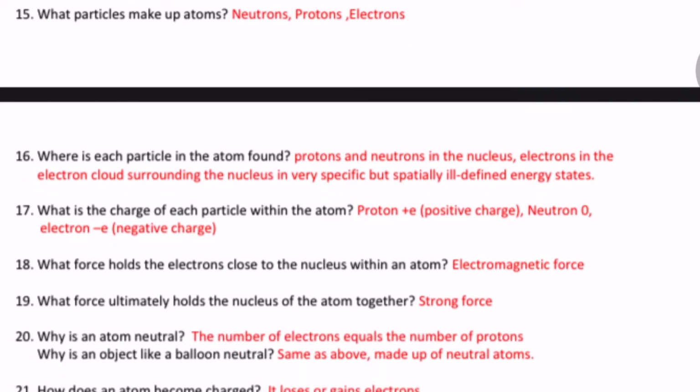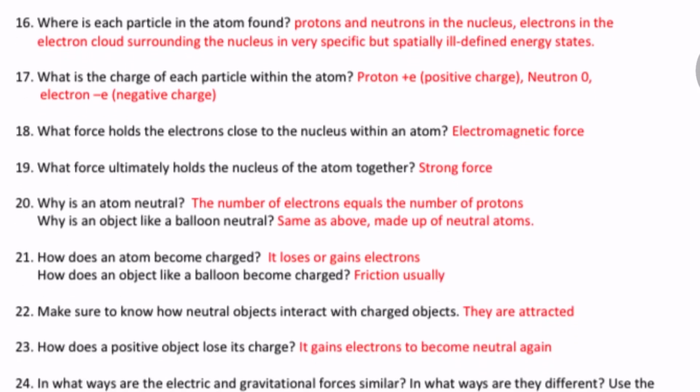What particles make up atoms? Neutrons, protons, electrons. Remember, your protons and the neutrons are going to be locked up in the nucleus. I really hope that's where they're locked up, because I'm gonna look really stupid. And your electrons are the ones that are free to move all around in the atom, I think. But yeah, that's what makes up an atom.